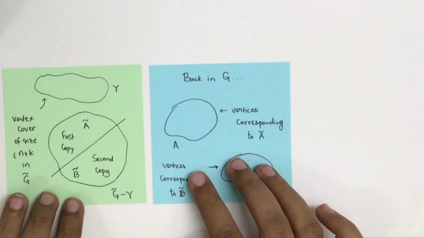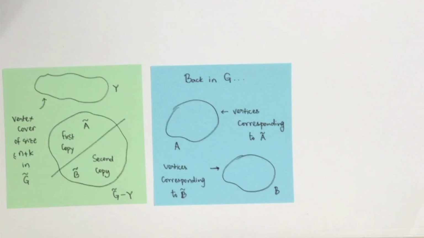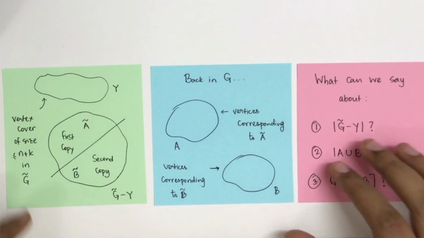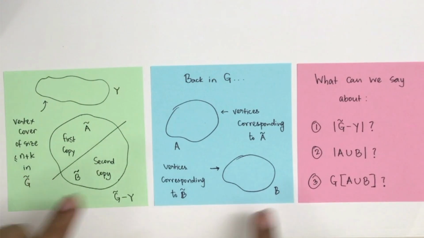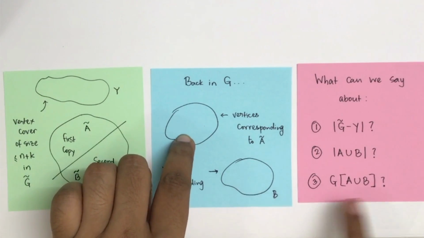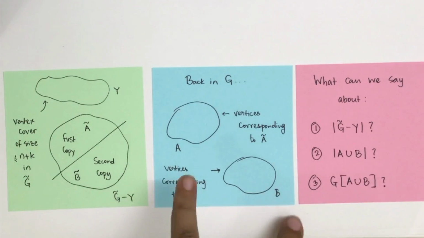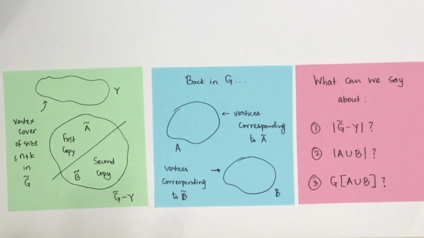And this is going to tell us something about why we are almost done. So let's ask ourselves these three questions. What can we say about the size of G tilde minus y? What can we say about the size of A union B? And what can we say about the graph induced on A union B? This is the original graph G. So what does A union B look like in G? Let's try to answer these three questions, and you will see that we have essentially proved the reverse direction. If you want to do this yourself, this is a perfect time to pause the video.